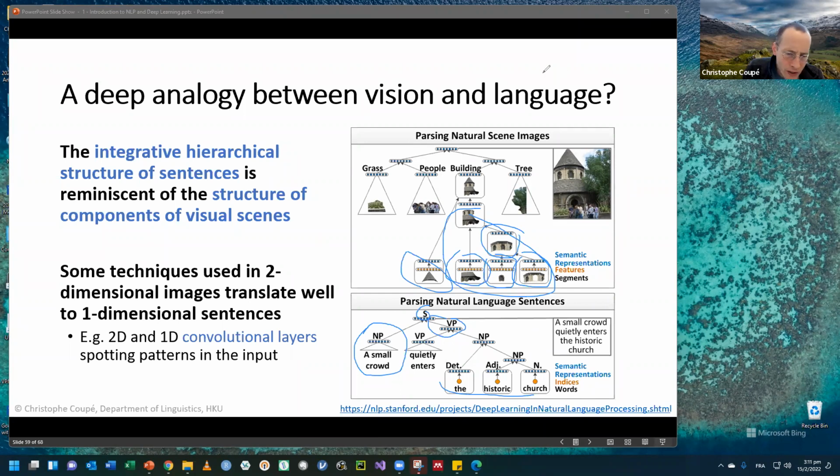That means there is one difference, which is the number of dimensions. When you process a picture, an image, you have two dimensions. When you process language, I'm going to repeat that in a moment, you rather have one dimension. But some of the techniques used for two-dimensional images, you can actually translate them rather well to one-dimensional language. Something like convolutional layers, I'm going to explain that in a few seconds. So that's something I want you to have in mind, this kind of analogy between vision and language, to some extent, at least.